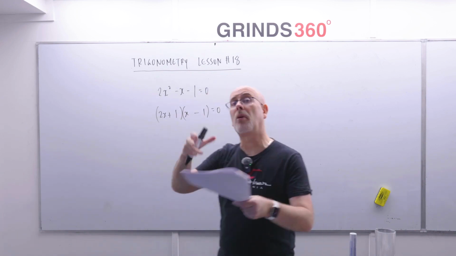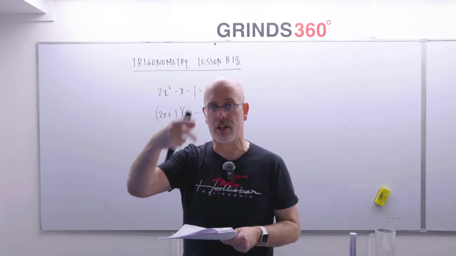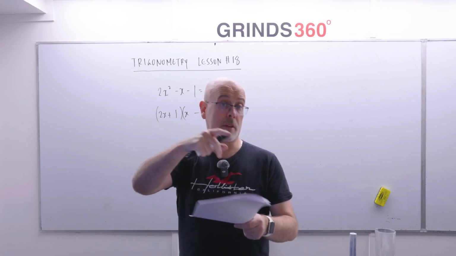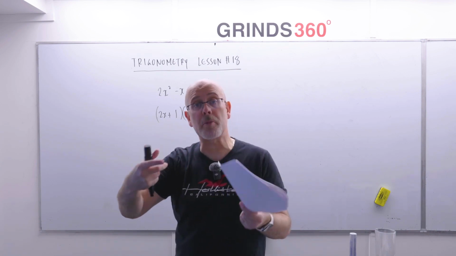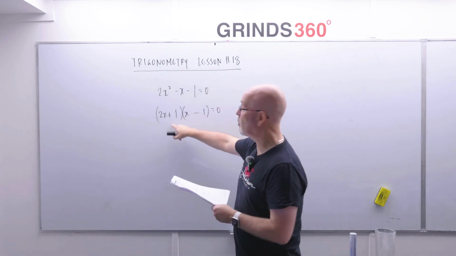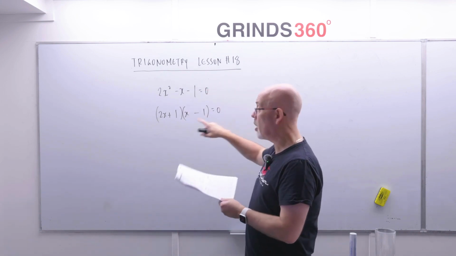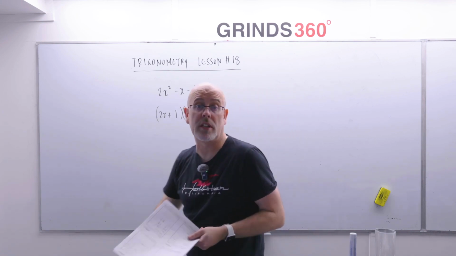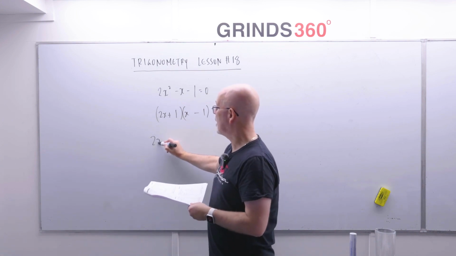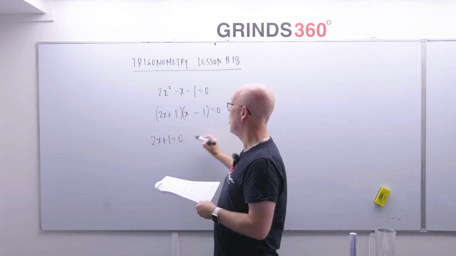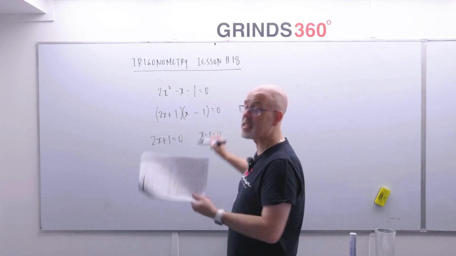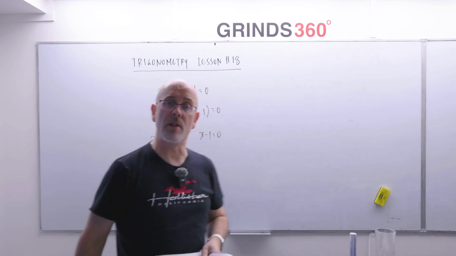In your own head, if you multiply together two things that give you 0 as an answer, you'll see that one of those two things has to be 0. You can't multiply together two things, neither of which is 0, and get an answer of 0. So the only way multiplying those together will give you an answer of 0 is if one of them is equal to 0. So we get that 2x plus 1 equals 0, or x minus 1 equals 0. And I can solve those two equations to find my values for x.